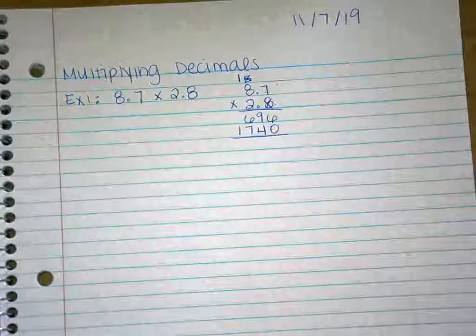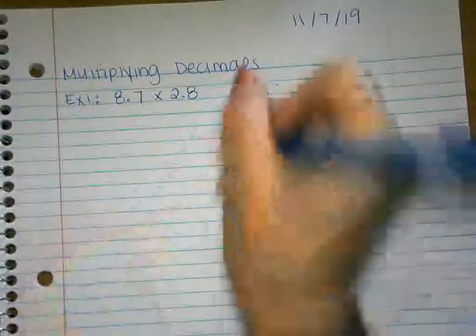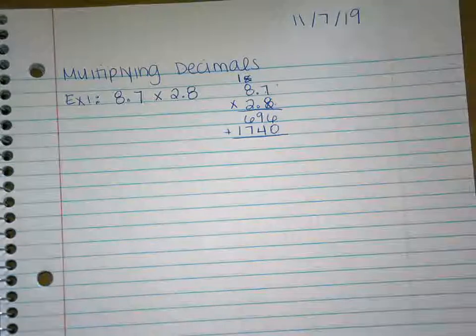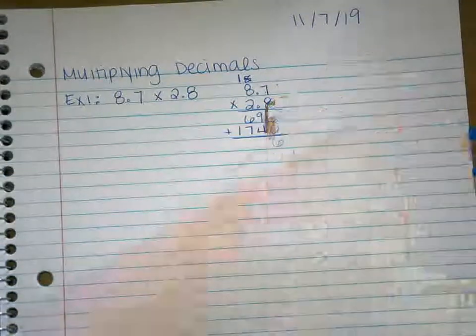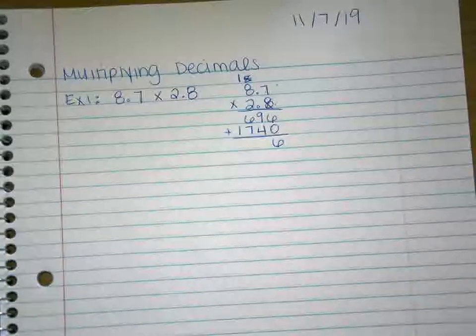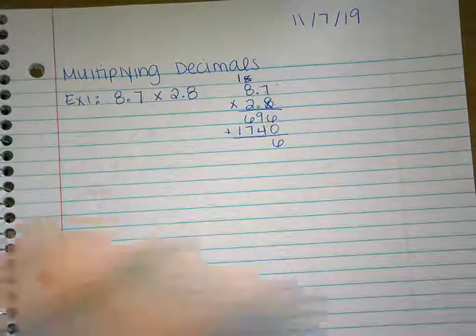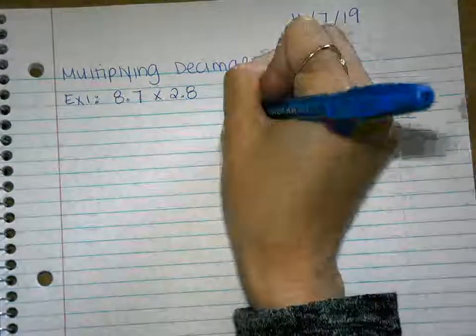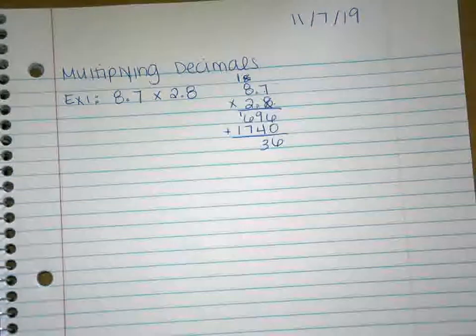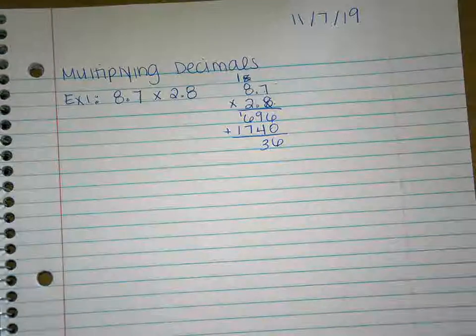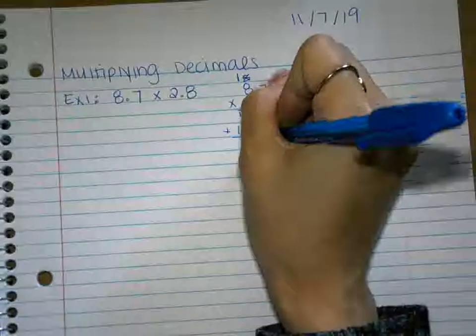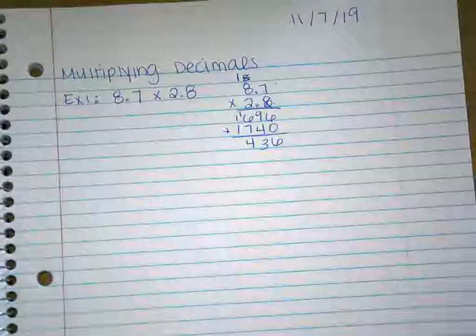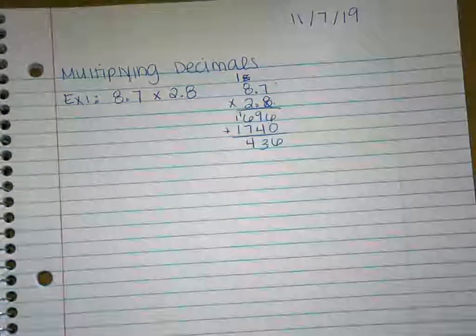What do I do with these numbers? Good, add them together. 6 plus 0 is? 6. 9 plus 4 is? 3 goes down, 1 goes up. 1 plus 6 is? 7, and 7 plus 7 is? 4 goes down, 1 goes up. 1 plus 1 is 2.